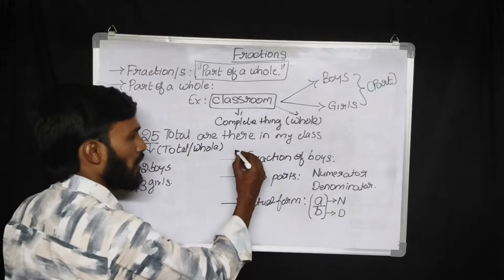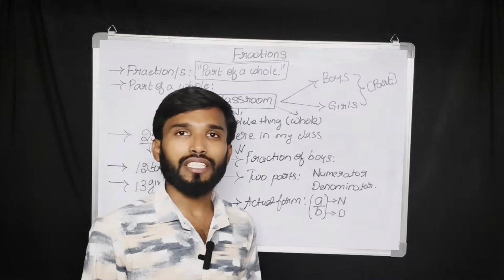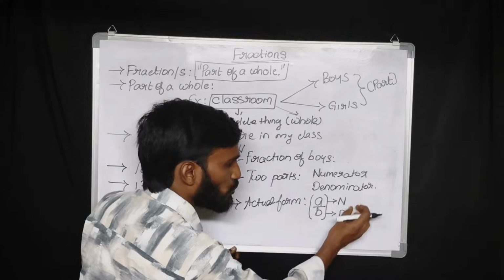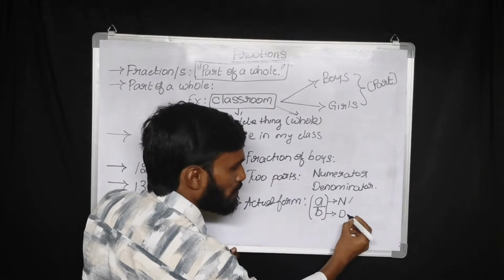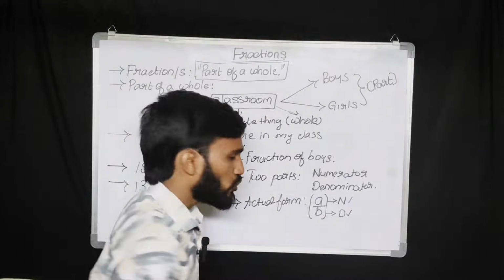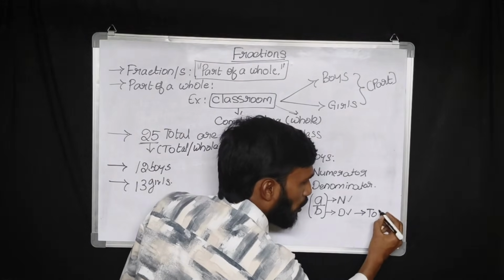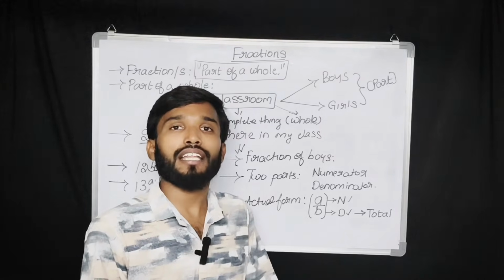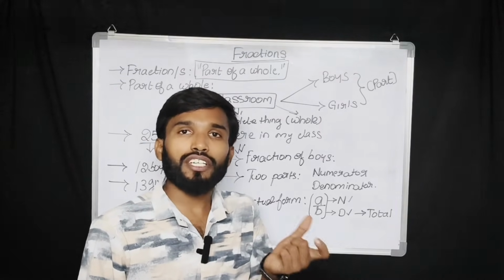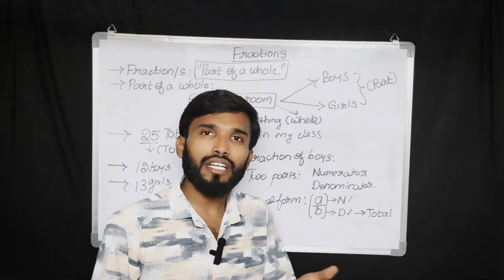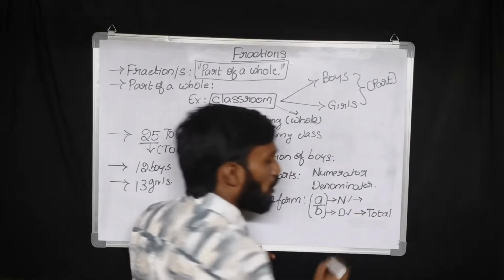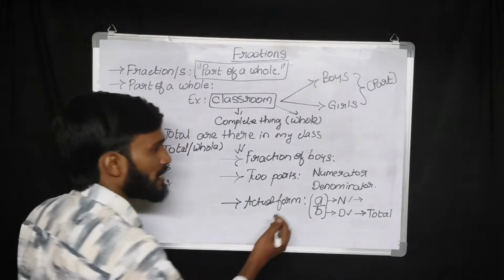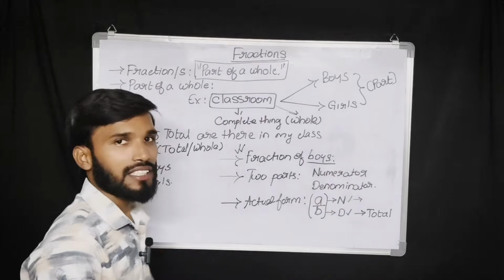Now come to our question: what is the fraction of boys in your classroom? In the actual form of fractions we have a numerator and a denominator. The denominator tells us the total number of things. How many students are there in your classroom? 25. So 25 is the total students. The numerator tells about the particular part, and here we are asked about the boys.